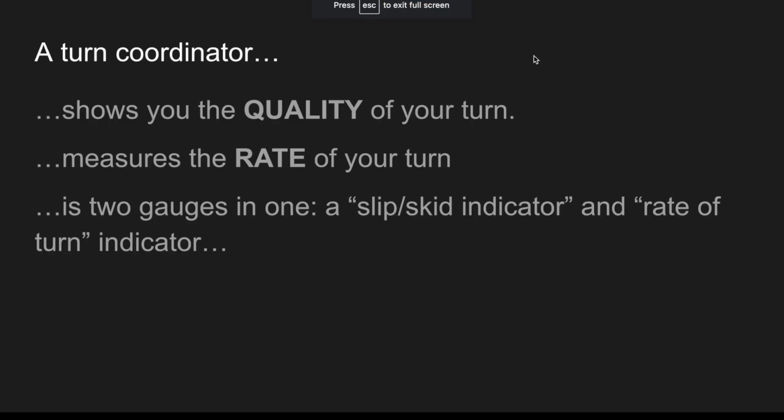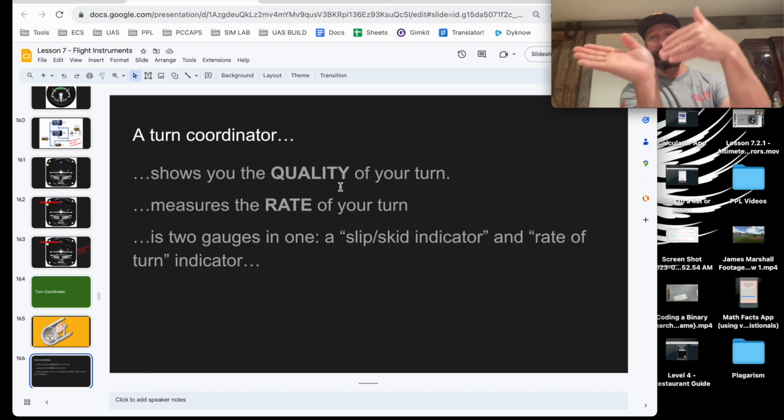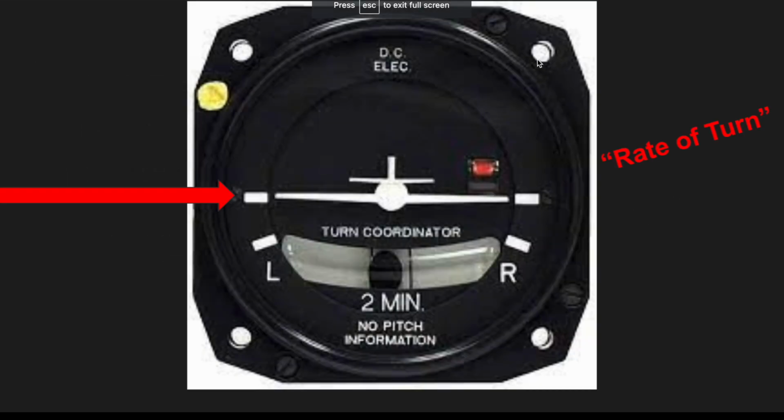So, the turn coordinator shows you the quality of your turn. It also shows the rate of your turn, and it's actually 2 gauges in one. It's a slip skid indicator and a rate of turn indicator. So quality of your turn, we're going to talk about what that means if you're slipping or skidding, like is your tail actually following your nose? You're not drifting inside or outside of a turn. And it also measures your rate of turn. So let's kind of unpack that just a little bit here. Make sure you have those in your notes.